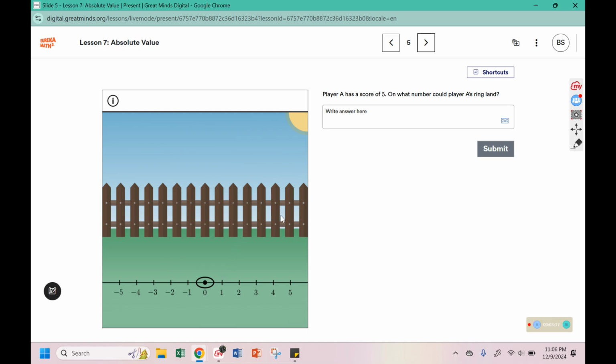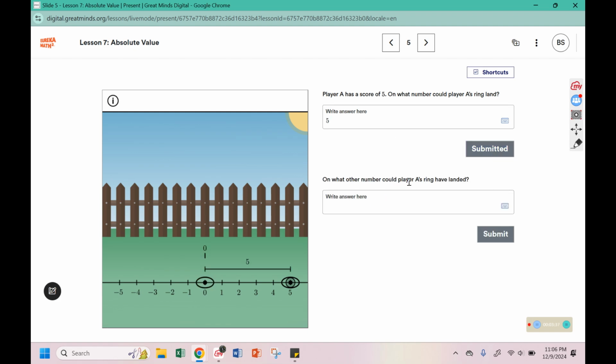Player A has a score of 5. On what number could player A's ring land? 5 is 5 away from 0. On what other number could player A's ring have landed? We could go 5 in the opposite direction. So player A's ring could have landed on -5.